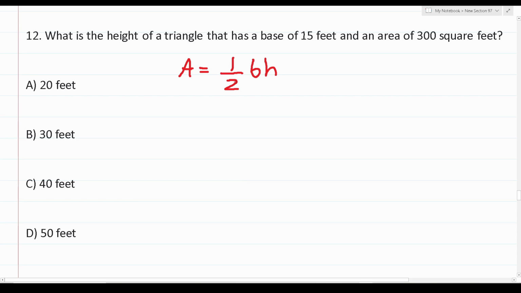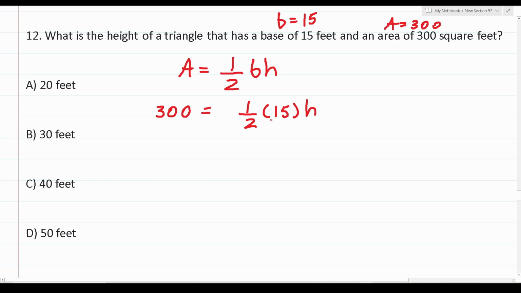And we're actually given a few of these things. According to the problem, we know our triangle has a base, our B, of 15, and an area, or A, of 300. And we want to know its height. So all we have to do is plug in 15 for B, 300 for A, and then solve for H. So let's go ahead and work on doing that. This becomes 300 equals 1/2, our base is 15, times height.